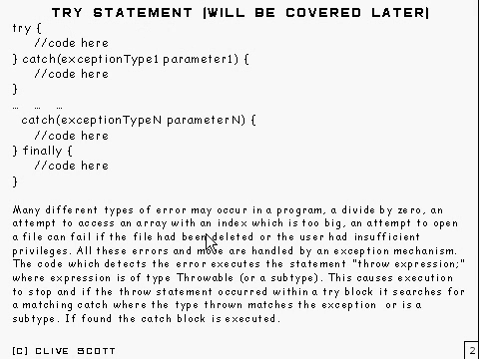And the code which first detects the error executes the statement throw followed by some expression. And that expression has got to be of type Throwable or a subtype of Throwable, and this causes execution to stop where it is, right? And if the throw statement occurs within a try block, so normally it would be somewhere between there and there, okay, it searches for a matching catch where the type thrown matches the exception or is a subtype of it. So the type thrown, okay, it's got to match the type here or be a subtype of it. That's what it's searching for.